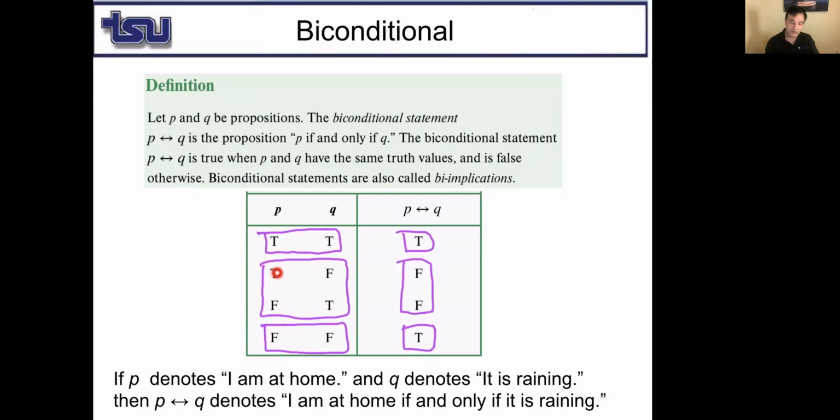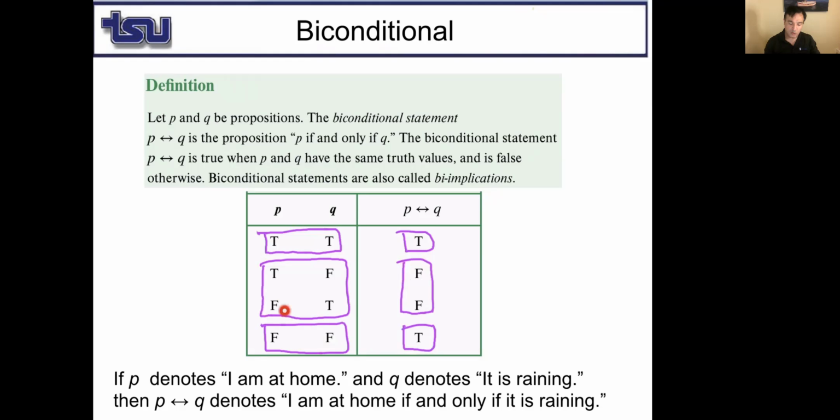If I am at home and it is not raining, the compound proposition is false because I said I am home if and only if it rains. I am home, but it is not raining. So that breaks a promise.